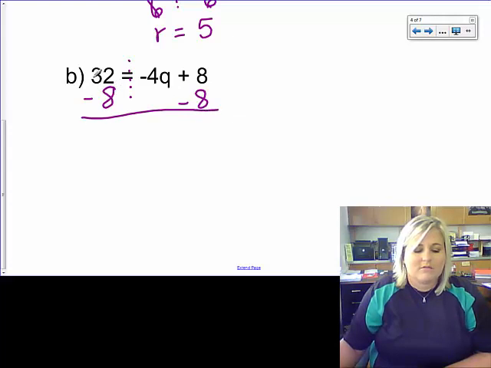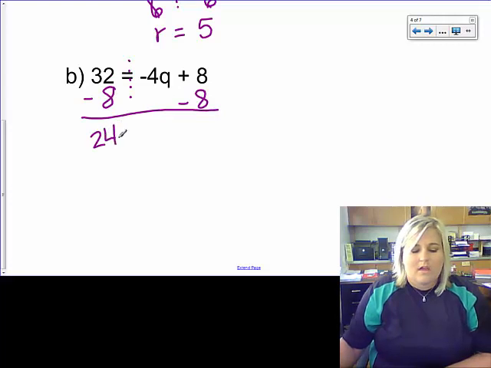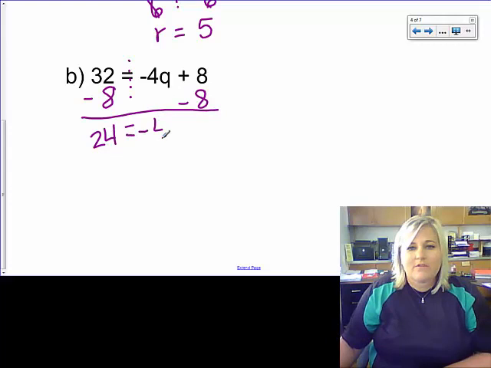So, 32 minus 8 is going to give me 24. My equal sign comes straight down. I have -4q. And then plus 8 minus 8 cancels out. So to get q by itself, what I need to do is the opposite. -4 is being multiplied by q, so the opposite would be to divide. And remember, I'm leaving q alone.